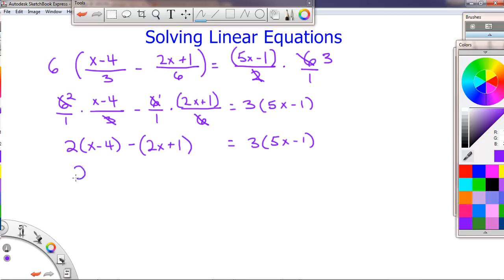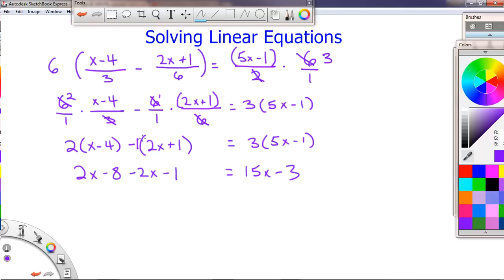That gives us 2 times x is 2x, minus 2 times 4 is minus 8. Distribute your negative sign, so that's going to be minus 2x. It's like a negative 1 here. You can think of that. And negative 1 times positive 1 is minus 1. 3 times 5x, 15x. 3 times negative 1, minus 3.